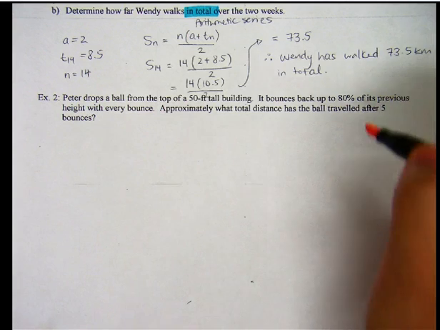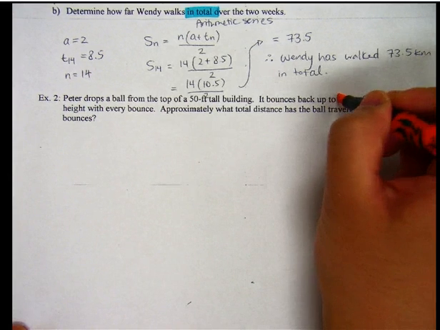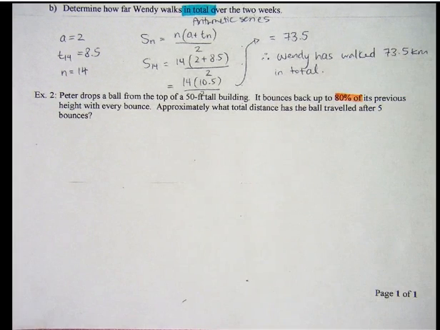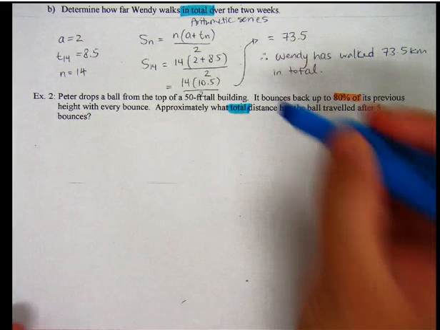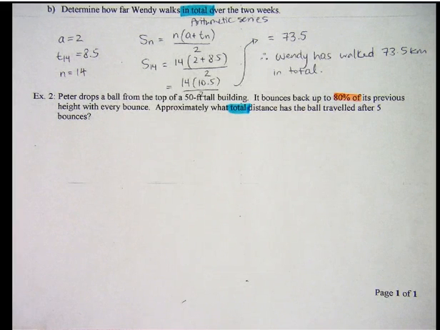So first thing I see here, back up to 80% of. If you read one of the tips under number 1, it says if you see percentage of in the question, then it's probably a geometric sequence or series. And also I see the word total. So that tells me that we are dealing with a geometric series problem this time.